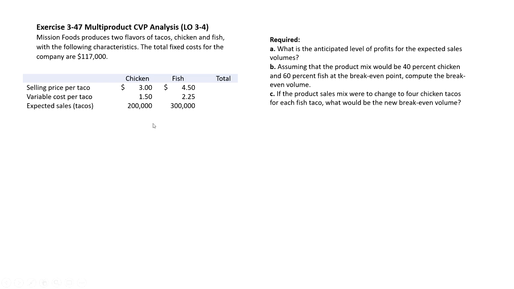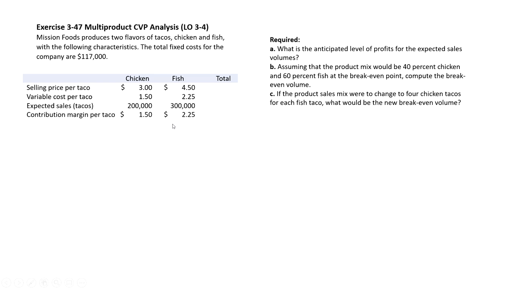So first thing I'm going to do is calculate what's the contribution margin per taco individually for chicken and fish. $3 selling price for chicken, $1.50 variable cost for chicken means the contribution margin per chicken taco is $1.50. Now, coincidentally, because they made the variable cost half, the contribution margin is also half. Fish, very similar, coincidentally, the selling price is $4.50. The variable cost is half of that, or $2.25. So the contribution margin is also half, or also $2.25.